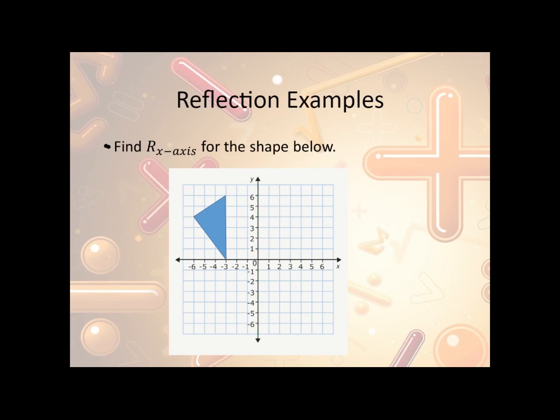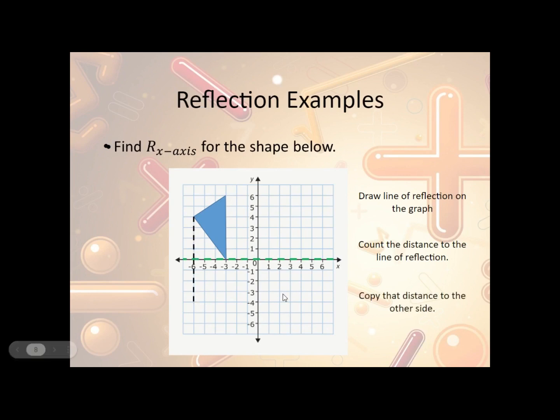Let's look at another example. Now we're reflecting over the x-axis. So here's our x-axis. So we draw it in. Then we count the distance. So here we are 1, 2, 3, 4 away. So we go 1, 2, 3, 4 away and copy that over here. Then we look at this one. This one is 0 away. So it's going to be 0 away on the other side.